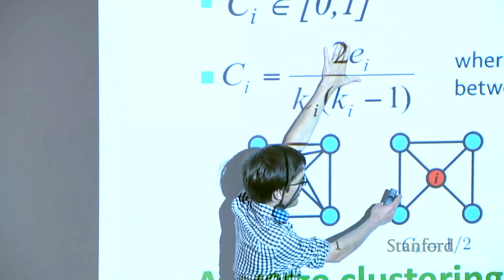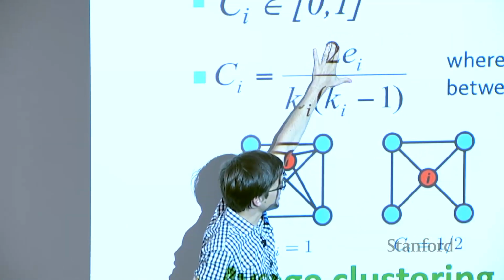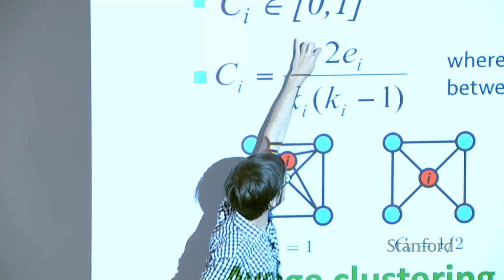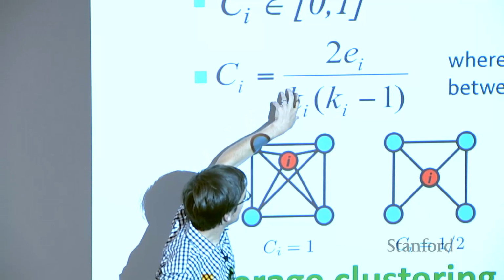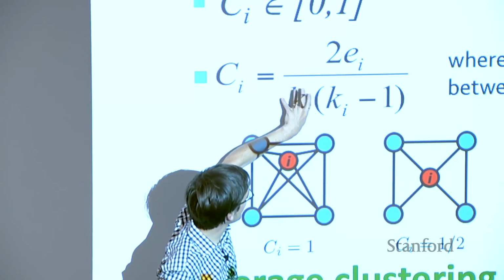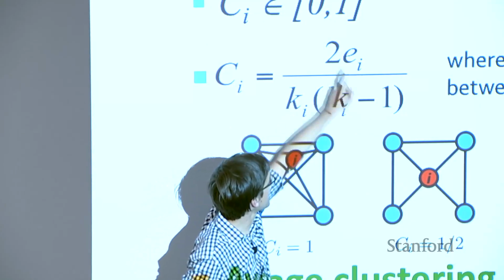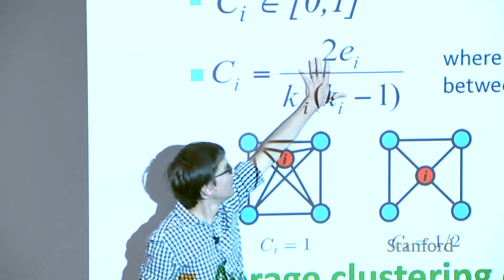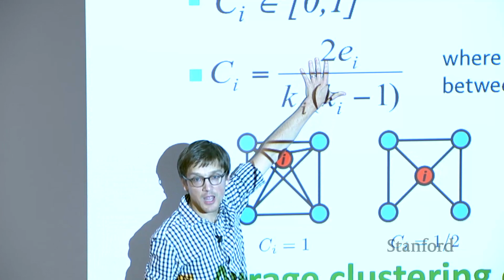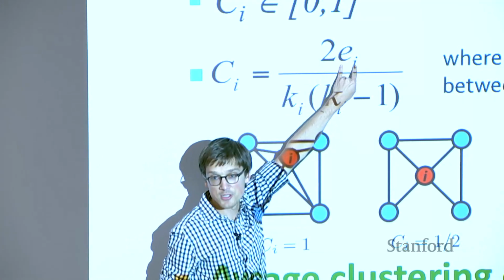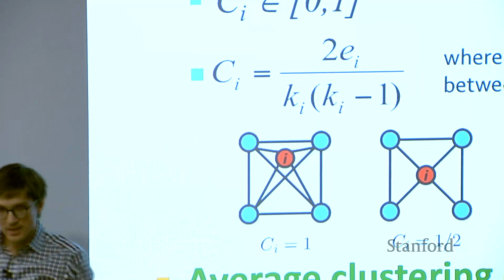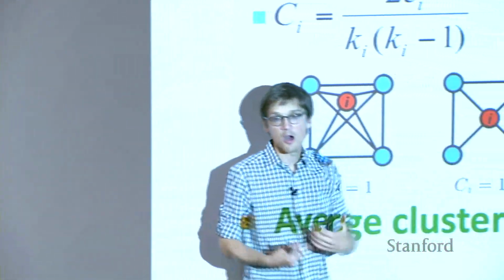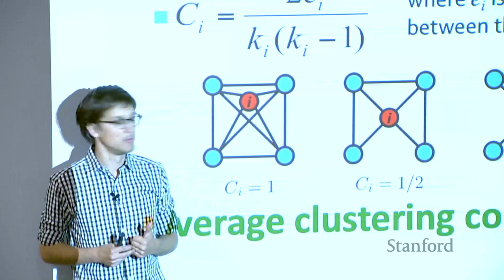So for example, here the number of edges between the friends of node i is 1, 2, and 3. And then this 2 times divided by k sub i times k sub i minus 1, this is really divided by k choose 2, right? This is the total possible number of edges between k nodes, and that's the number of edges that we realize. So essentially we are asking, out of all possible edges between the friends of node i, how many of them exist? What fraction of them exist?